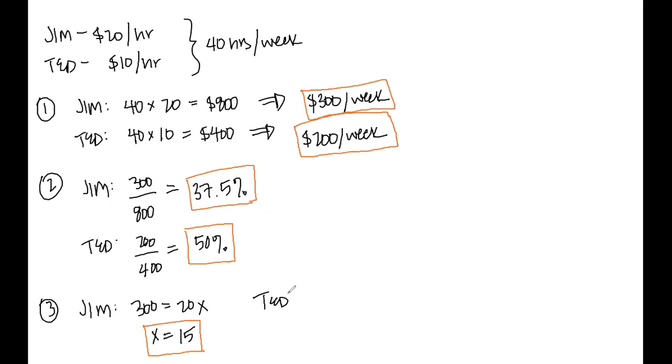And then for Ted, he was being compensated $200, and now that he's healthy, he's back to working $10 an hour. So then setting up the equation the same way, we can see that Ted needs to work 20 hours a week to cover all of his compensation benefits from when he was out of work.